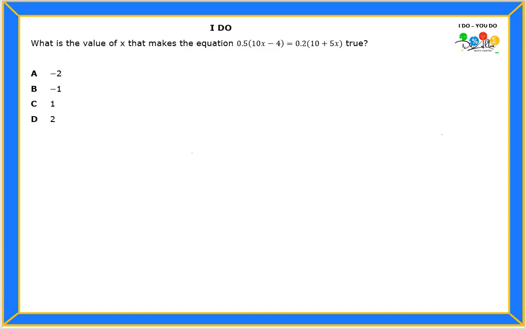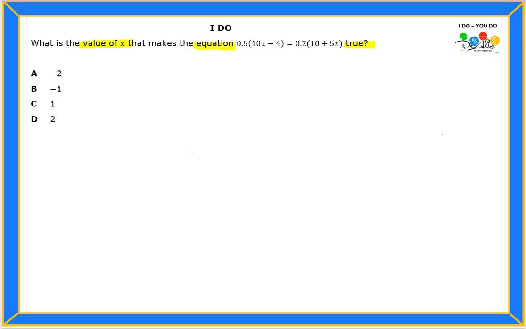And it says, what is the value of x that makes the equation 0.5(10x - 4) = 0.2(10 + 5x) true? Okay, so we are looking for the value for x, right? That will make this equation true.